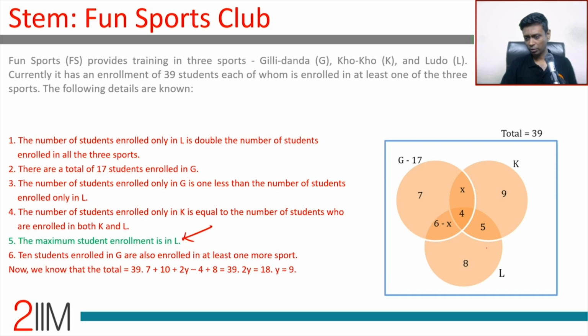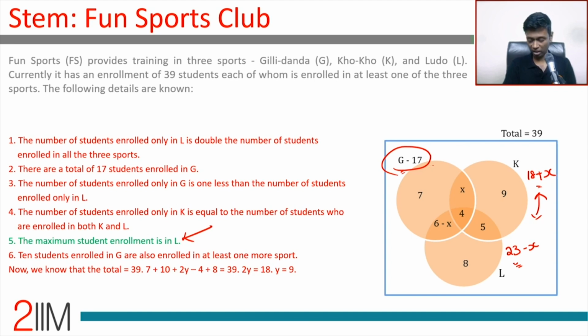Right? So number of students enrolled in L: 8 plus 5, 13, 13 plus 4, 17 plus 6, 23, 23 minus X. Enrolled in K is 9 plus 5, 14, 14 plus 4, 18, 18 plus X. And G is 17. Now 23 minus X should be greater than 17. 23 minus X should be greater than 18 plus X. Obviously, this is a better constraint because X cannot be negative. So 18 plus X is more than 17 any which way.